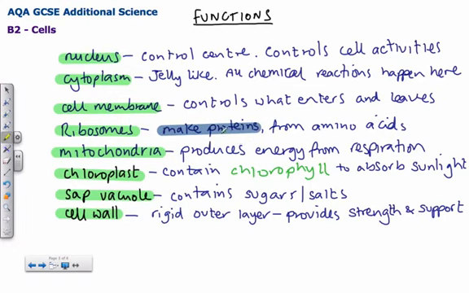The second part in describing that is that you have to say it comes from amino acids. Amino acids are like building blocks that make proteins. Proteins are important for repairing cells, repairing damaged tissue, and for growth. For mitochondria, the answer is in two parts as well. The first is that it produces energy, and the second part of that answer is from respiration.